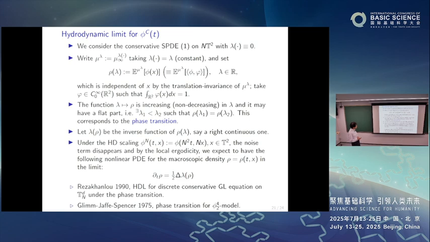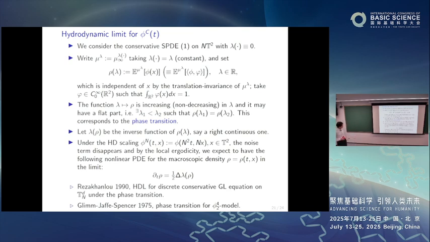And I expect, for this model in the 2D case, Glimm, Jaffe, Spencer proved that there is a phase transition if the polynomial term is taken like a double well potential. Therefore, in our case also, we have a phase transition.